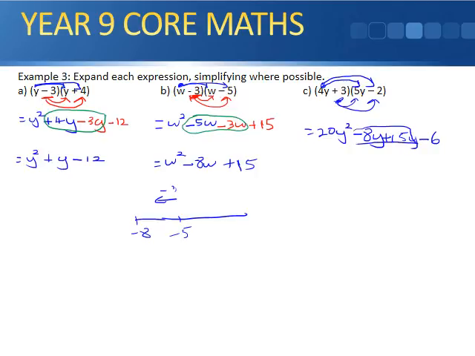We do have these two that are the same. So we've got 20y squared. We're at the negative 8, and we've got to go positive 15. So we've got to go that way 15 times. We're going to get to positive 7y, and we've still got the minus 6.